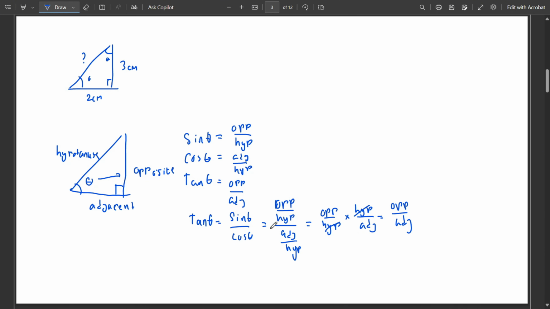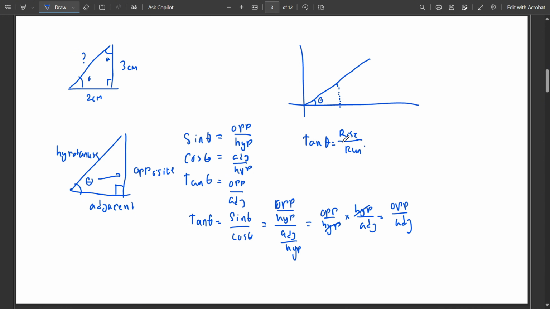You can think about tangent theta as also our slope. This is our run and this is our rise. So our tangent theta here is just our rise over run.